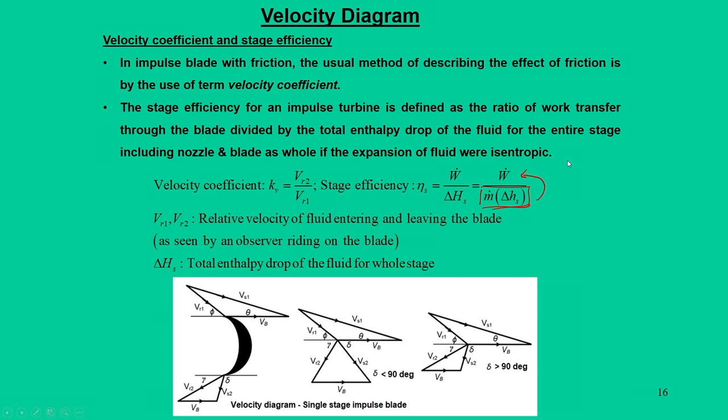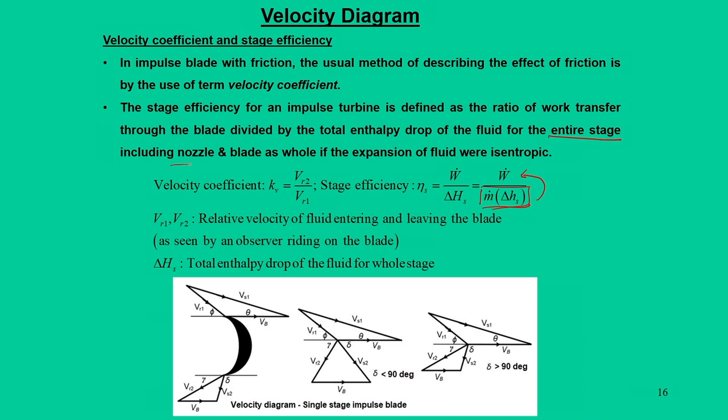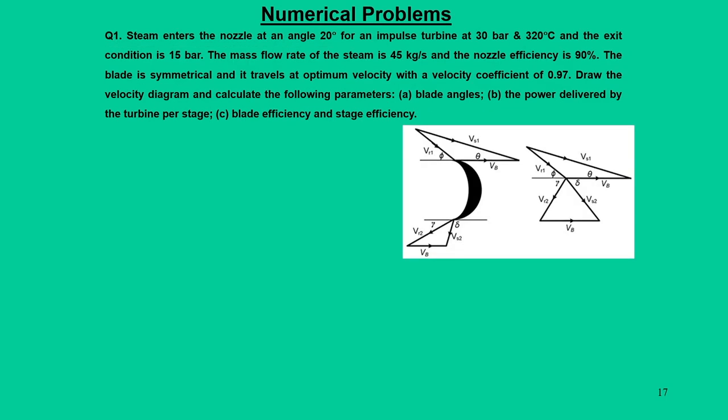So, in our previous case, we said that the nozzle is an integral part of the blade because it supplies the fluid onto the blade. So, the entire stage means it includes the nozzle as well as the blade, if the flow were isentropic. So, this is all about what you need to discuss.